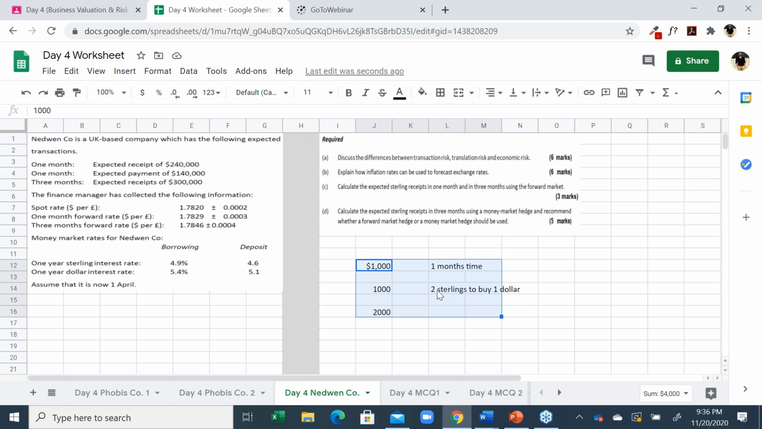Now there are three types of exchange rate risk: transaction risk, translation risk, and economic risk. So quickly, if somebody can tell me, what is transaction risk?